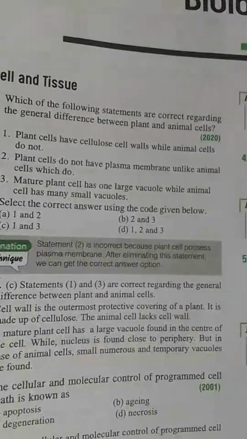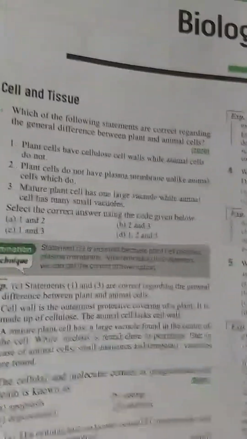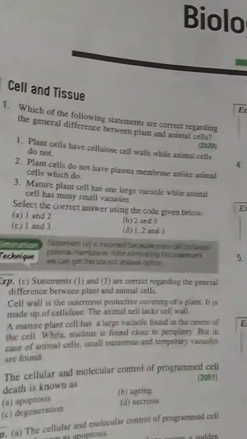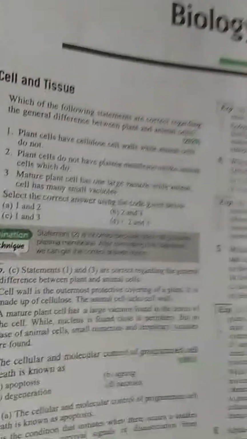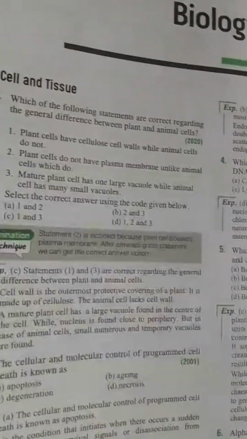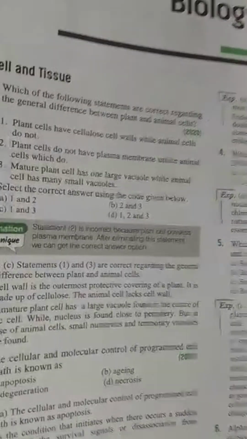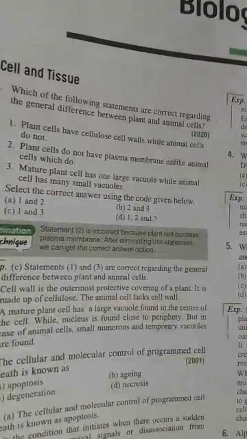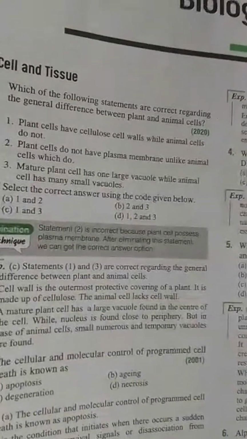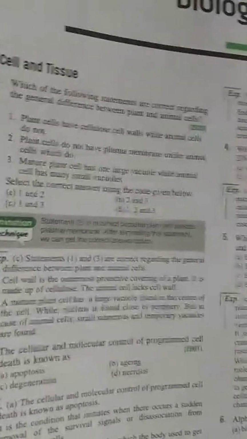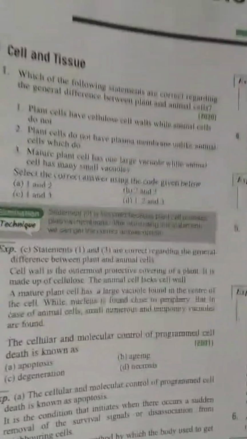Plant cells have a cell wall and plasma membrane, unlike animal cells, which lack a cell wall. The cell wall is the protective covering of the plant cell, made of cellulose. A mature plant cell has a large vacuole found in the center of the cell, while the nucleus is found close to the periphery. In animal cells, small, numerous, and temporary vacuoles are found.